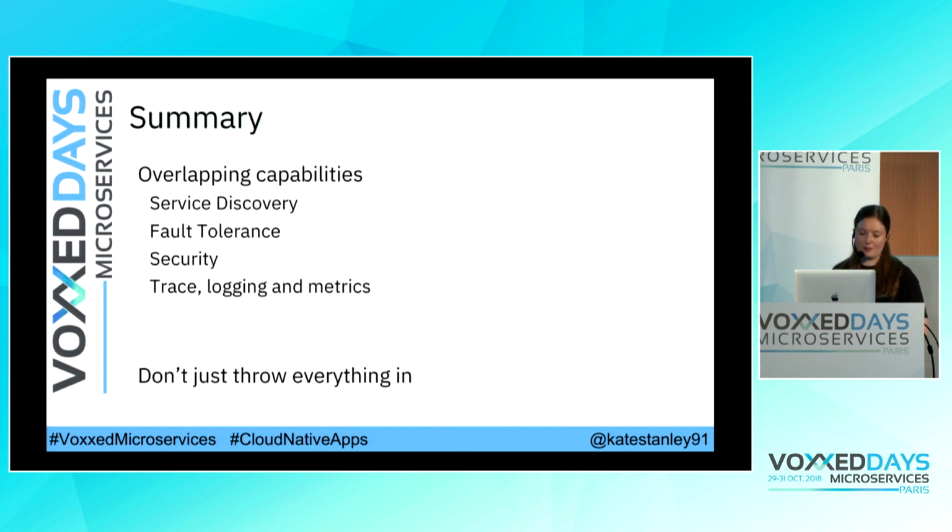So as a summary, we have some overlapping capabilities. We talked about service discovery, we talked about fault tolerance, security, and then of course trace logging and metrics. The key thing to take away here is don't just throw it all in and assume it will work. Initially, it might look like it's going to work, but you will see some pretty interesting behavior happening if you're not careful.